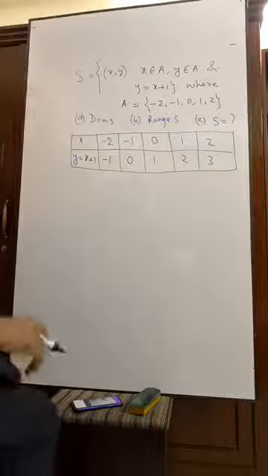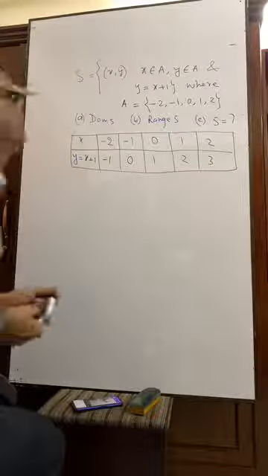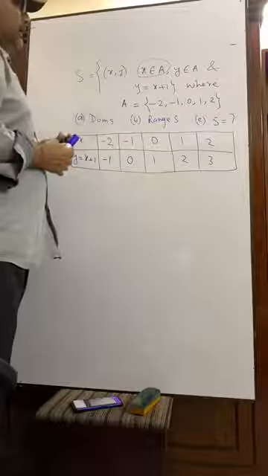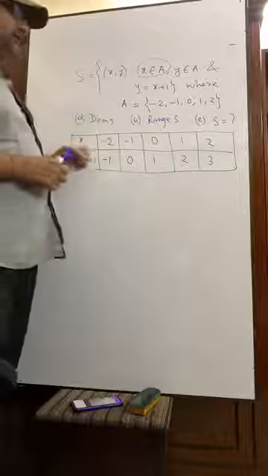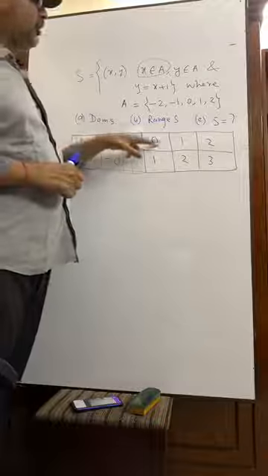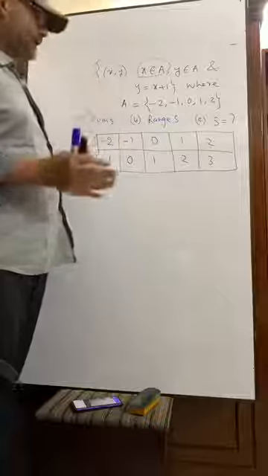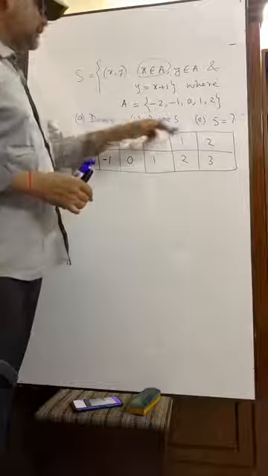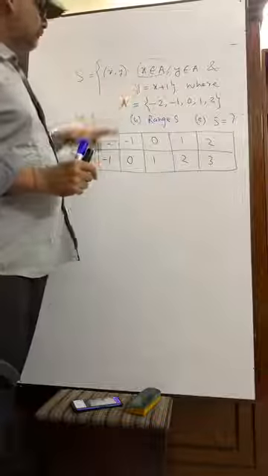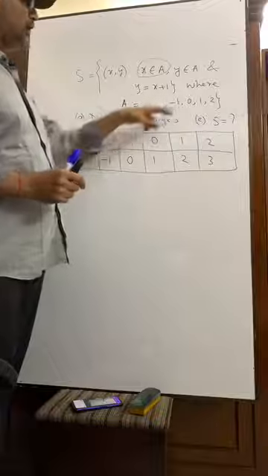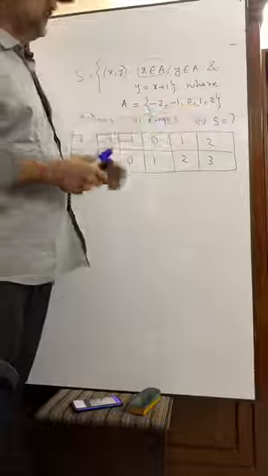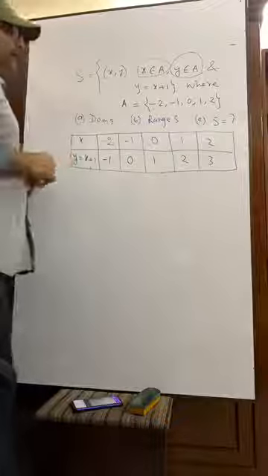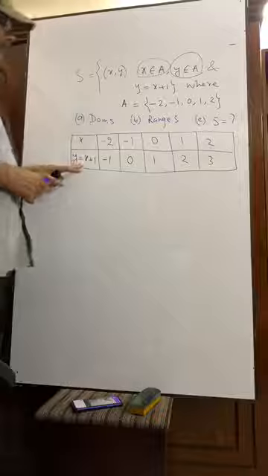Okay. Now, what was our previous condition? Condition was given x belongs to A. Very good. The values of x which have been considered here all belong to A. I repeat, the values which have been considered in this line all belong to A. -2, -1, 0, 1, 2. It is also written that y belongs to A.